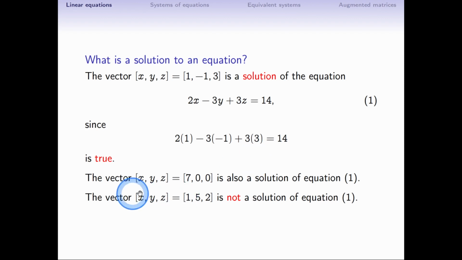Now, the vector x, y, z equals 7, 0, 0 is also a solution of equation 1. Why? Because 2 times 7 minus 3 times 0 plus 3 times 0 is also equal to 14. However, the vector x, y, z equals 1, 5, 2 is not a solution of the equation. When I plug in x equals 1, y equals 5, and z equals 2 into the left-hand side, I get negative 7. And since negative 7 does not equal 14, this, in fact, is not a solution of equation 1.